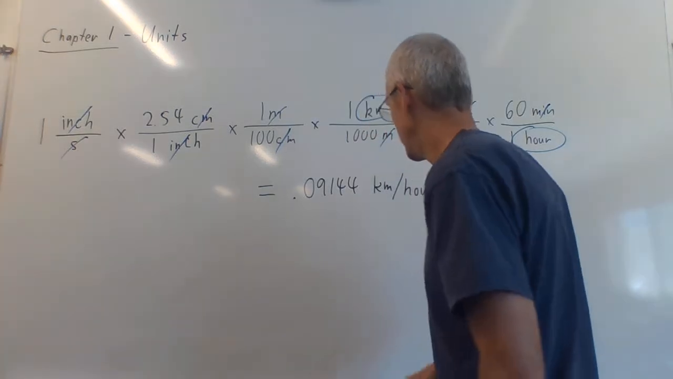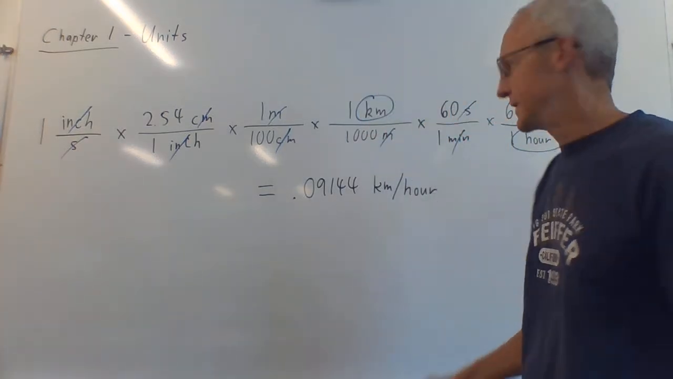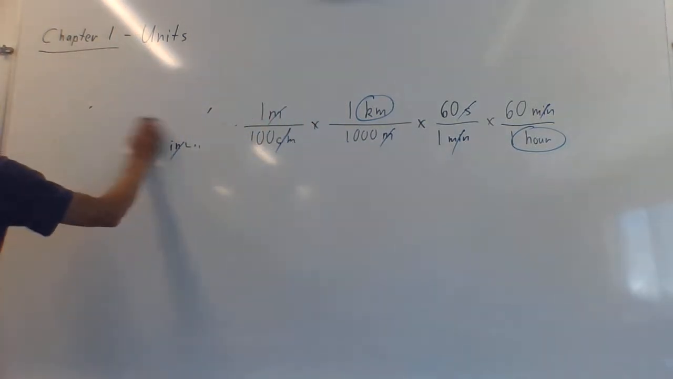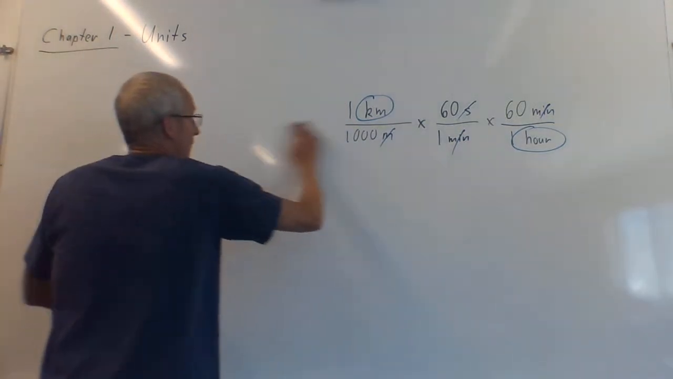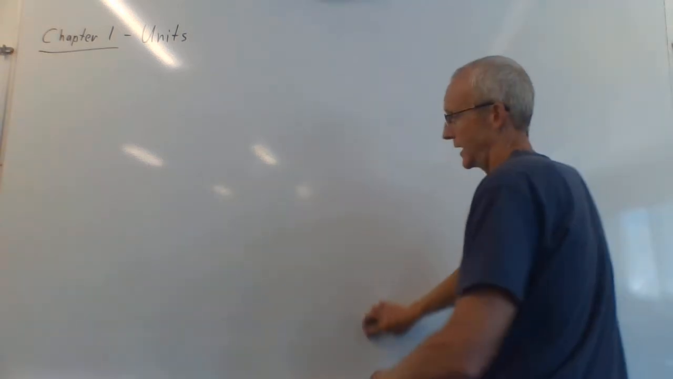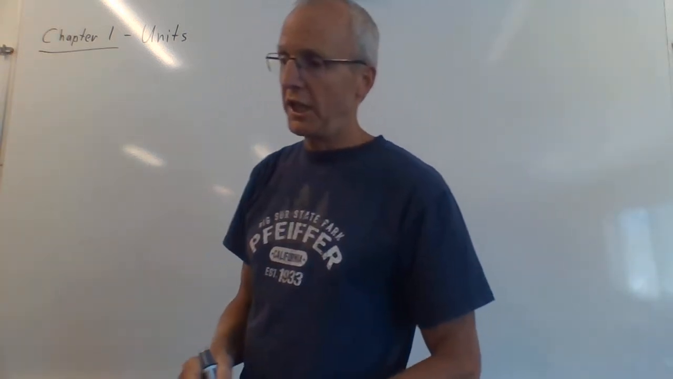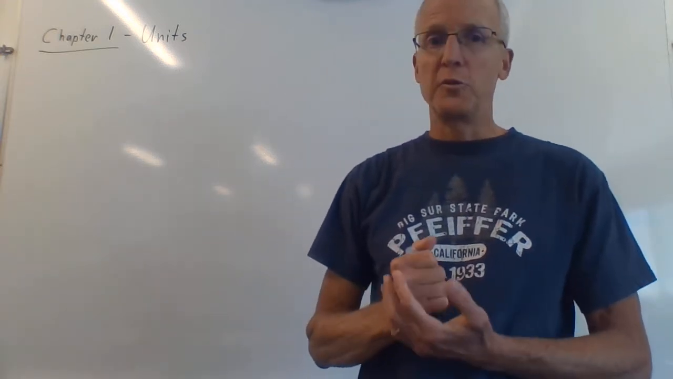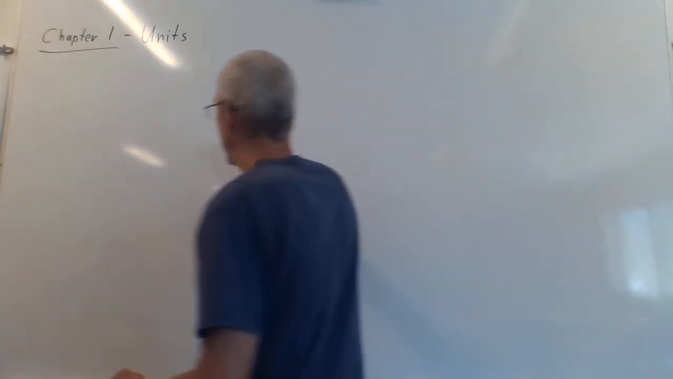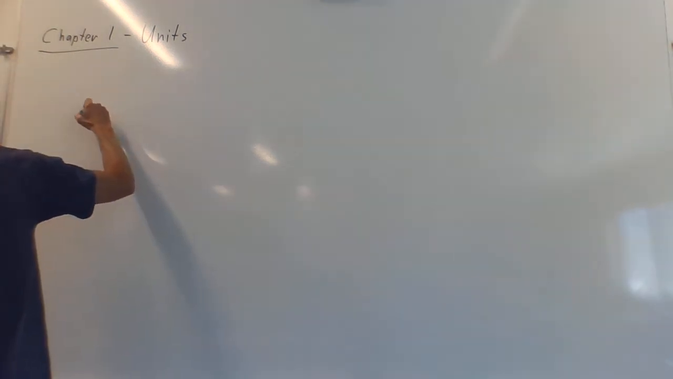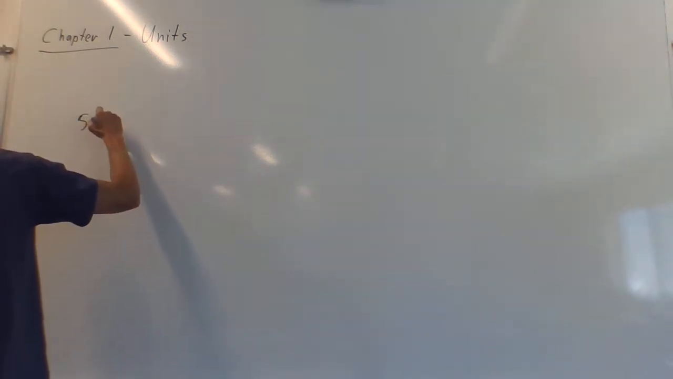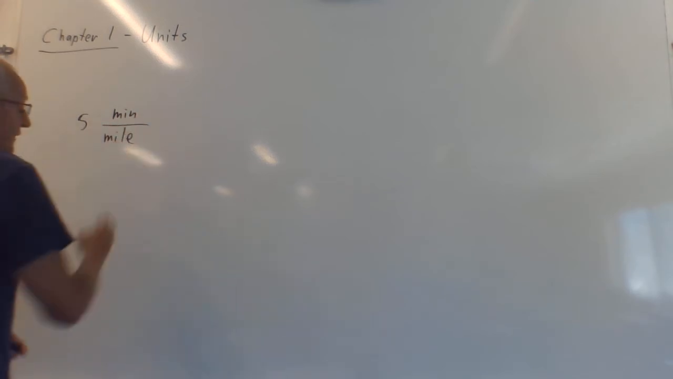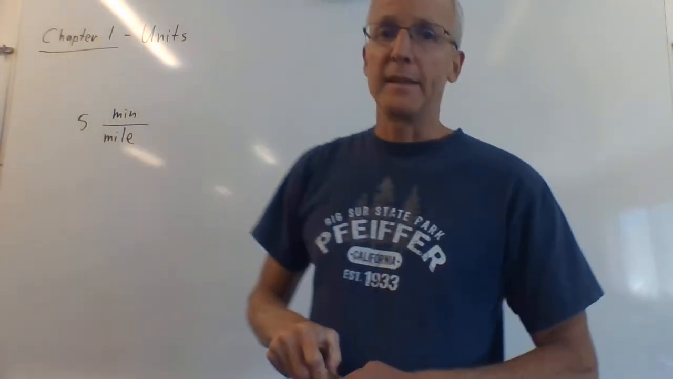Okay, let's do another example, and hopefully you can all read this. I think this will work out pretty good. Erase this one. And let's say you want to change minutes per mile to miles per hour. So let's say you go out and you run a mile, and it takes you 5 minutes to run 1 mile. So you're running 5-minute miles, which is pretty good.